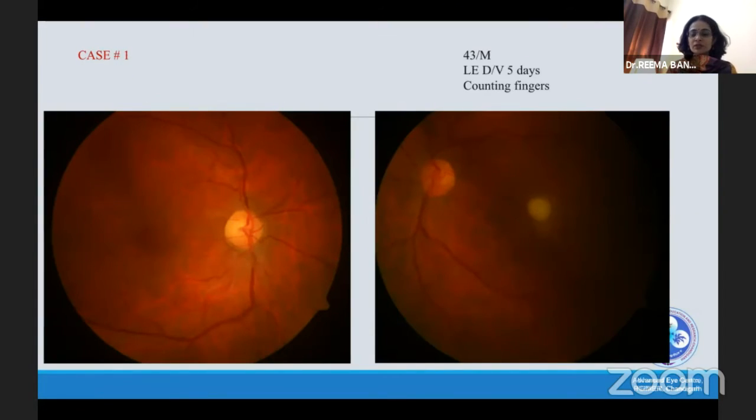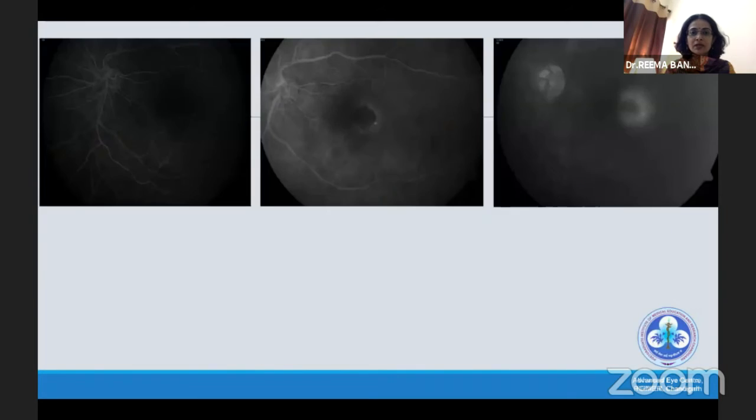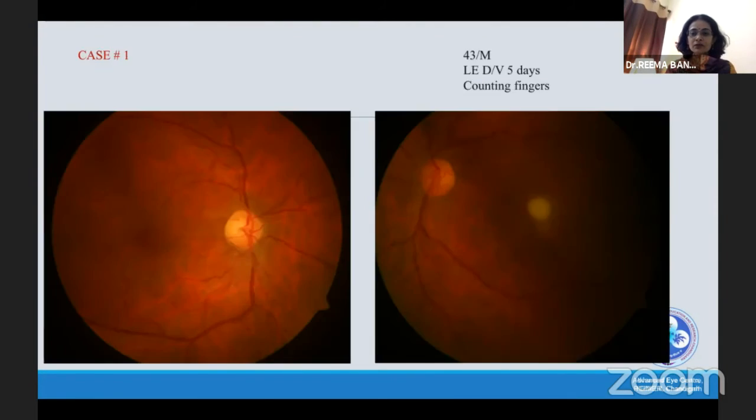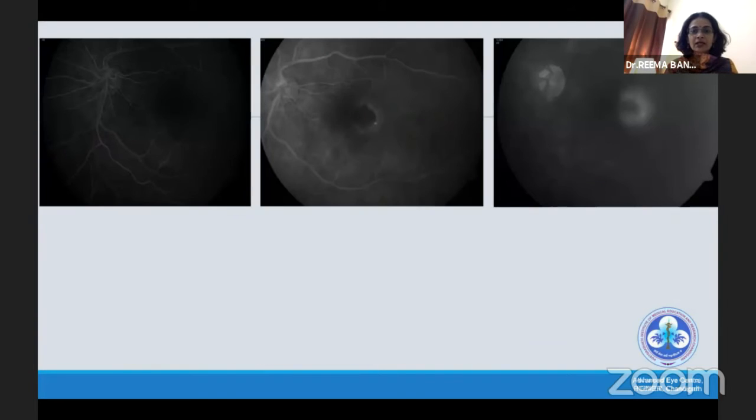This is case one, a 43-year-old male who presented with decreased vision in the left eye for 5 days, and vision was severely decreased to counting fingers. As you can see in the left eye, there is a coin-shaped whitish lesion right at the fovea, a little smaller than the optic disc. On fluorescein angiography, we did not really find any clue except some leak from the edges of the lesion, and we did not see any vitreous cells at this point of time.